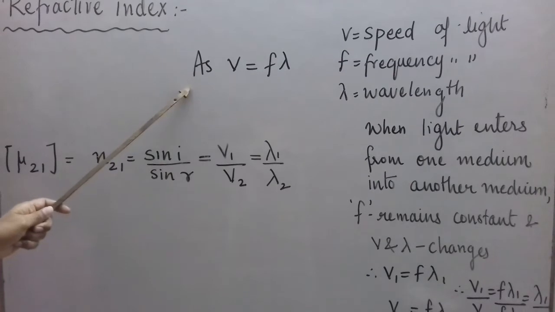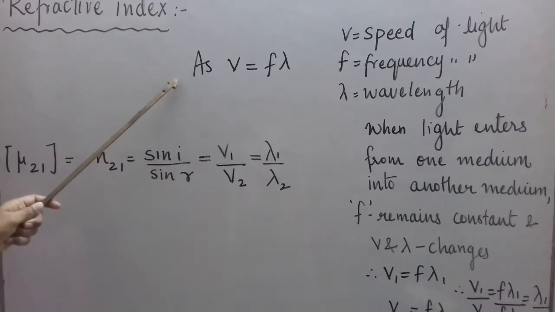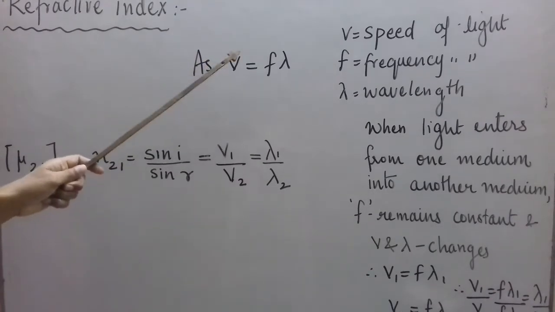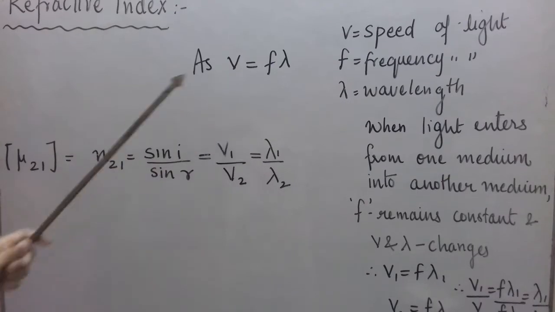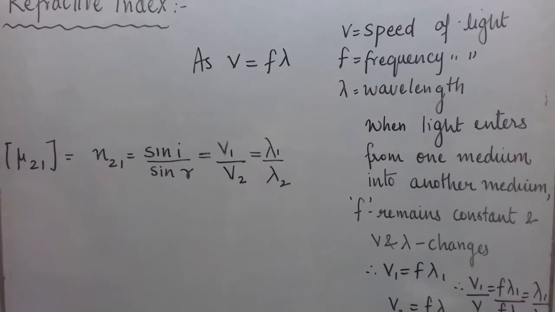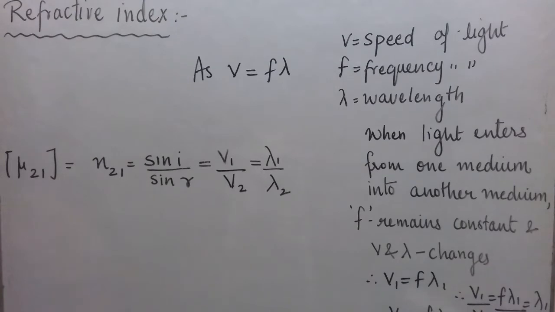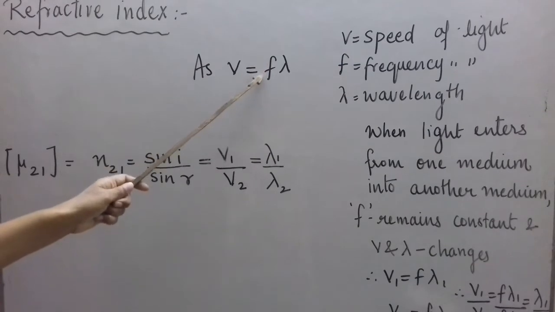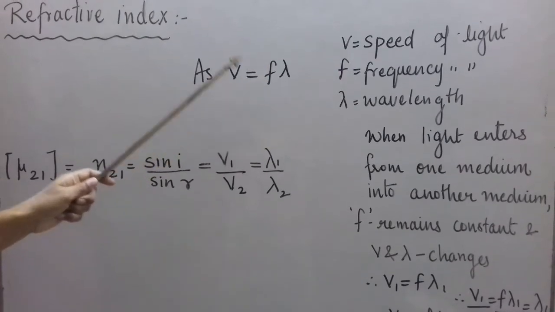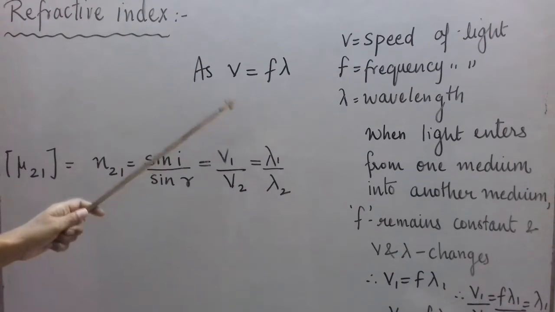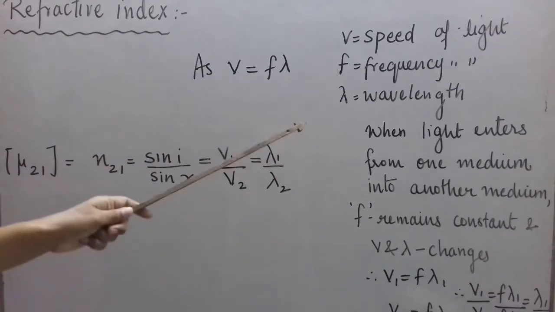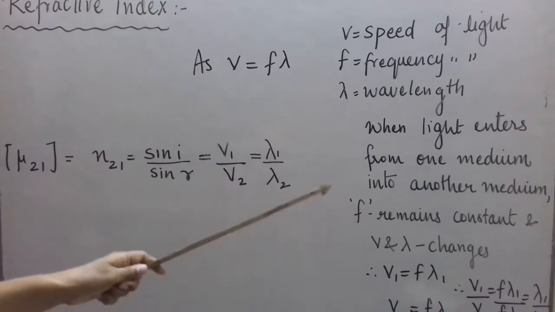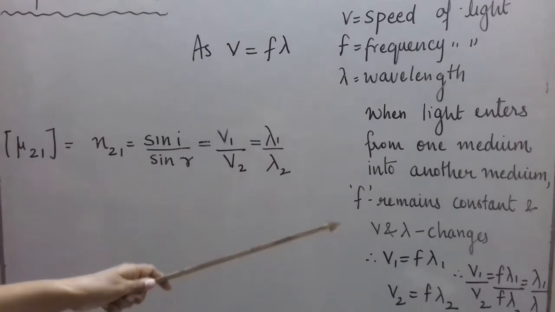Now if you remember, in 9th class you have studied that whenever a wave enters from one medium into another medium, its speed changes and wavelength also changes, but frequency remains constant. So if I ask you which physical quantity remains constant when a wave travels from one medium into another medium? Frequency. Why? Because frequency does not depend upon the medium, it depends upon the source which produces the wave. So when light enters from one medium into another medium, f remains constant and v and lambda, that is speed and wavelength, change.